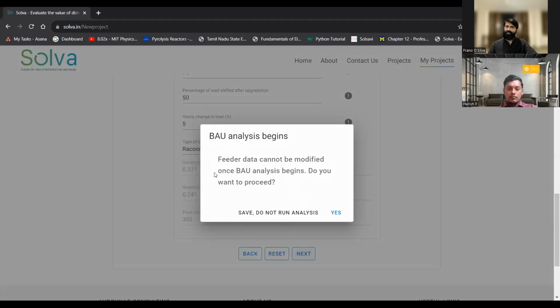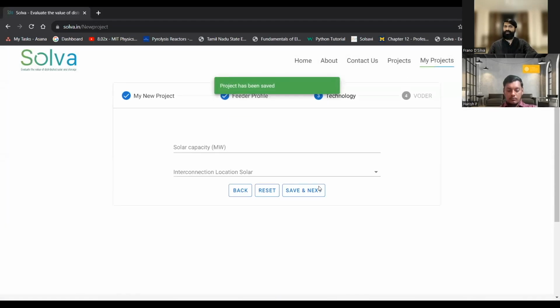As you can see on the screen, it says that feeder data cannot be modified once BAU analysis begins. So as you click yes, in this case, the BAU analysis will begin for this case. So you select yes and proceed further to define how much solar capacity you would want to integrate on this network and at what interconnection point you would want to integrate this.